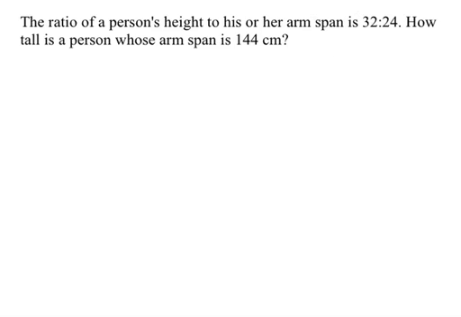Now we're given this value here, this ratio, and in this one we're told that the person's height to arm span is 32 to 24. And so we're going to draw this as height to arm span. We're going to draw two ratios. So the first one is 32 to 24.